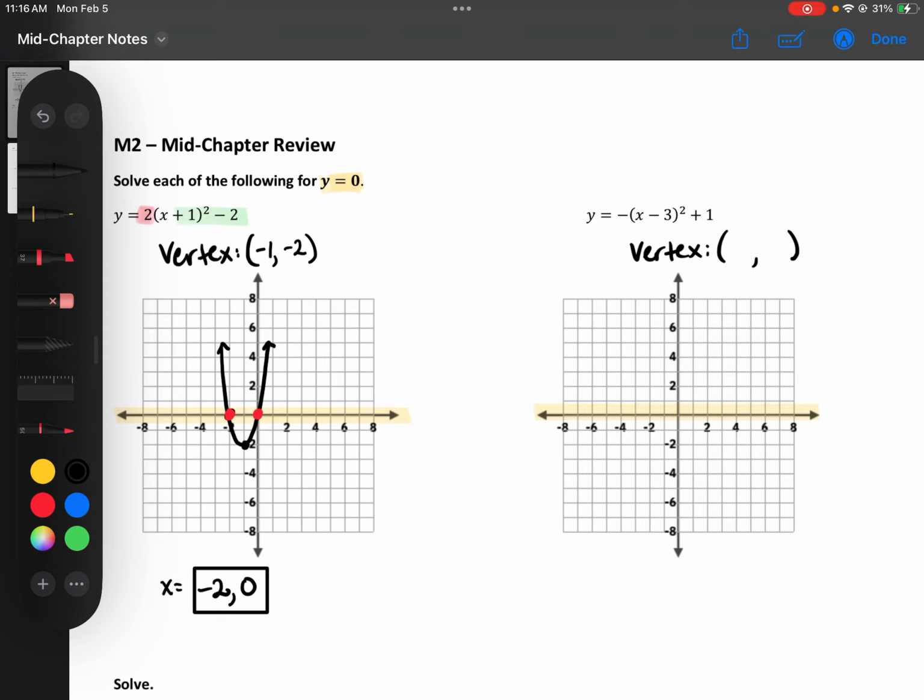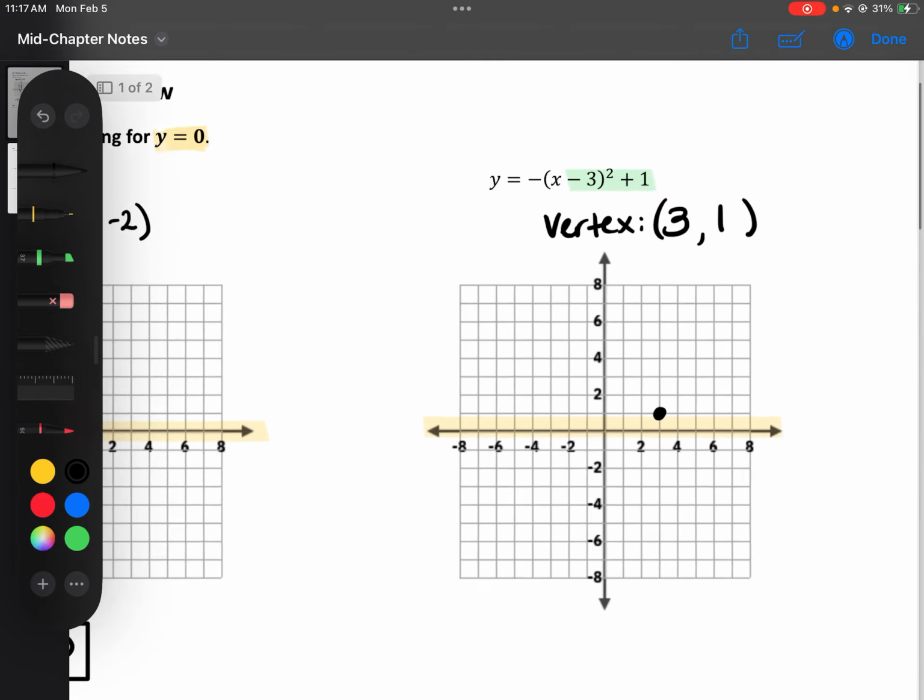To find our vertex, you're going to look at the numbers after the x. So we've got -3 and 1. You always switch the sign of the number in the parentheses, so you switch that to +3. The other one stays +1. So I'm going to go to that coordinate, 3, 1, which is right here. I'll go ahead and zoom in so we can see that better.